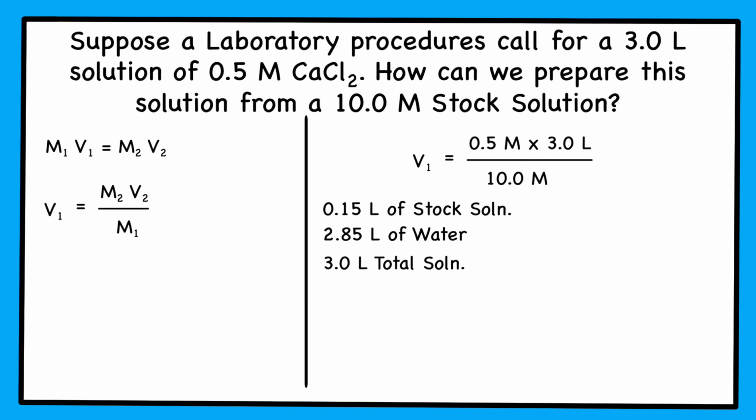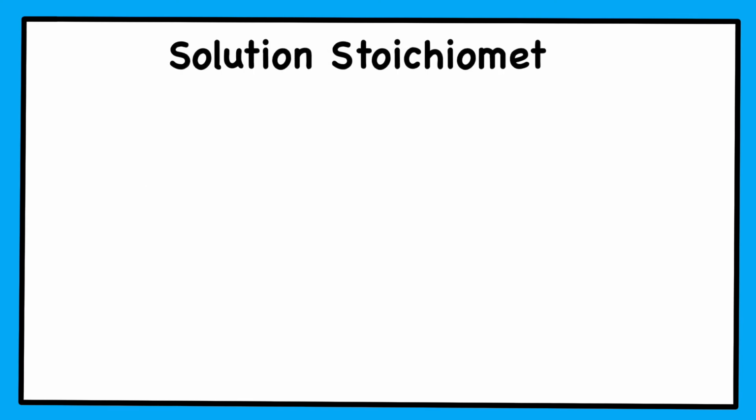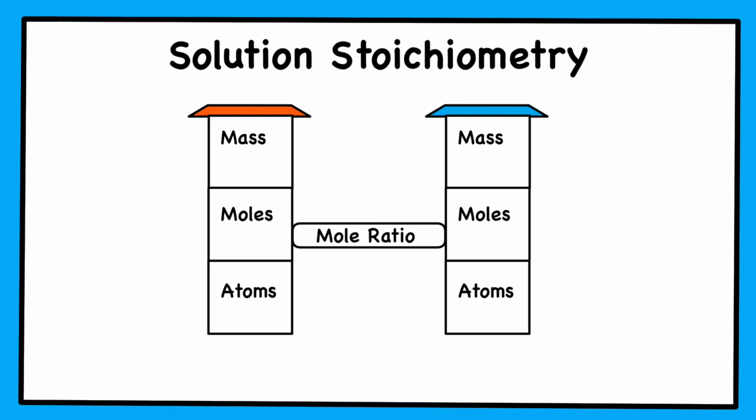Let's continue talking about how math is used in solutions with solution stoichiometry. Now we know that molarity can be used as a relationship to convert between volume of a liquid and the number of moles that that liquid occupies. We can take this and add it to our building illustration for our stoichiometry problems.